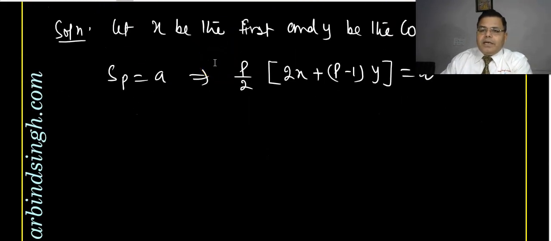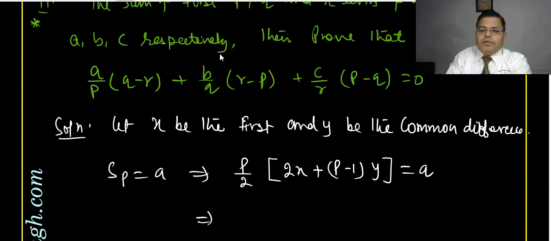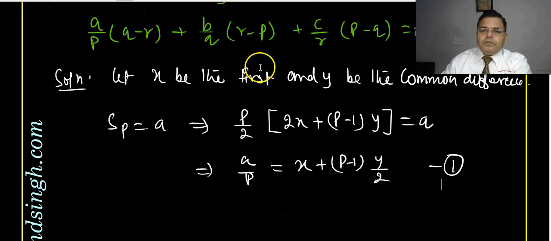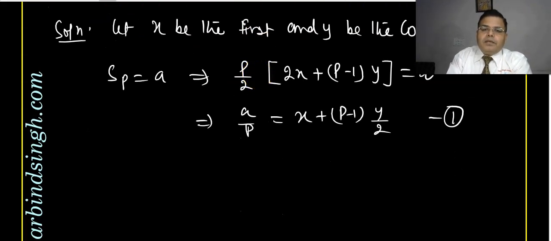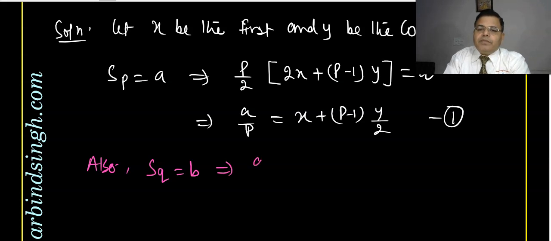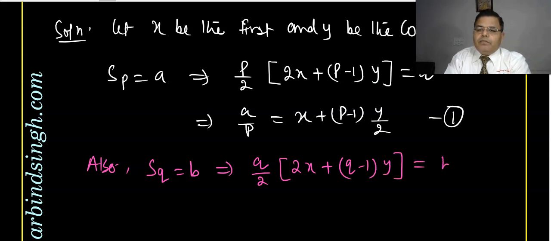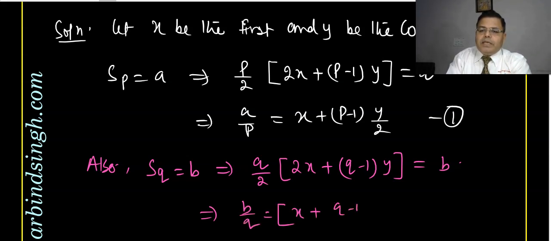So can I write like this? a by p is equal to, if p divides this side and 2 multiplies this side, then this will be x plus (p minus 1) into y by 2, right? Also, similarly, the sum of the first q terms is b, so q by 2 into (2x plus (q minus 1) into y) is equal to b, and therefore b by q is equal to x plus (q minus 1) into y by 2. This is the second equation, right?